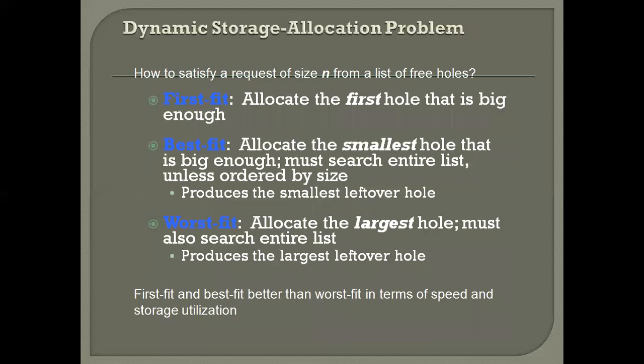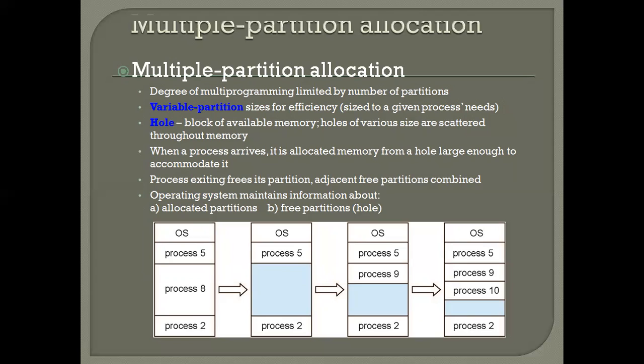Similarly, in the fixed partition scheme, the operating system keeps a table indicating which parts of memory are available and which are occupied. Initially, all memory is available for user processes, and it is considered as one large block of available memory, a hole. When a process arrives and needs memory, we search for a hole large enough for this process.